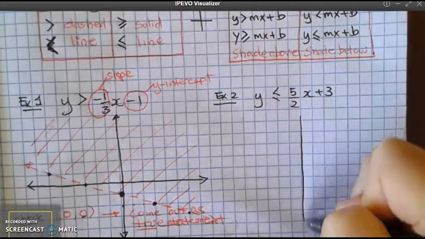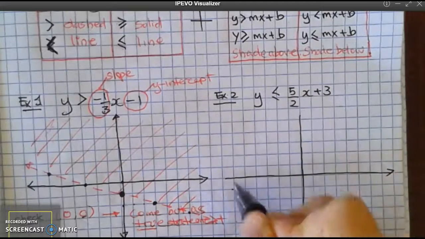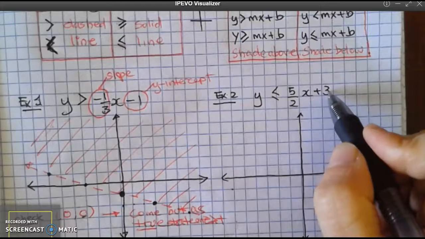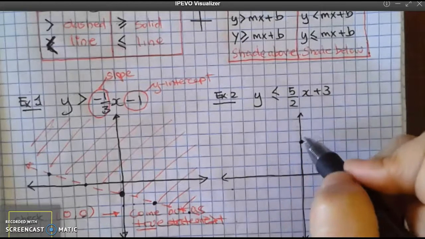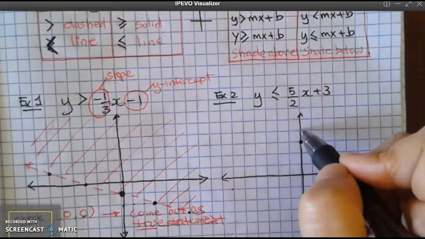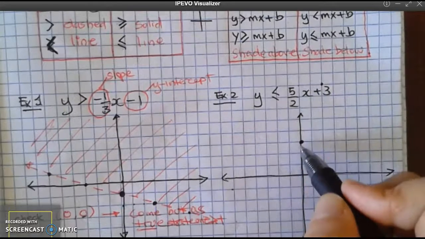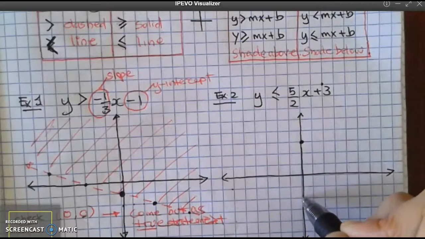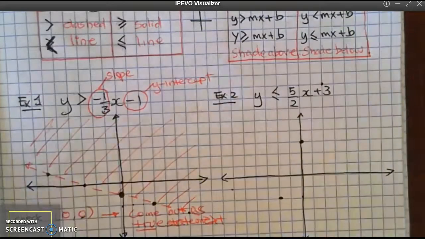Again, let's start by drawing our coordinate plane. And again, we're going to start with the y-intercept of positive 3. And then from here, the slope of 5 over 2. That means 5 is the up and down number, and 2 is the horizontal number. So go up by 5, 1, 2, 3, 4, 5, and to the right by 2. Or alternatively, you can go down by 5 and to the left by 2. And then draw a line there.